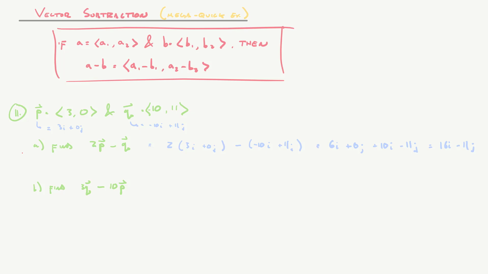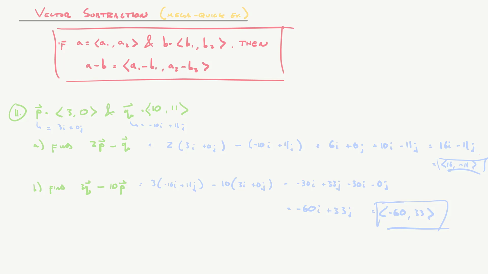This is 6i plus 0j via some distribution. This is going to be positive 10i minus 11j. Adding some like terms together gives us 16i and negative 11j, right? Which is the position vector 16, negative 11. And if you go back 4 minutes or so, I'm totally guessing, then you'll see that we found that same thing for A. Part B, same thing, right?